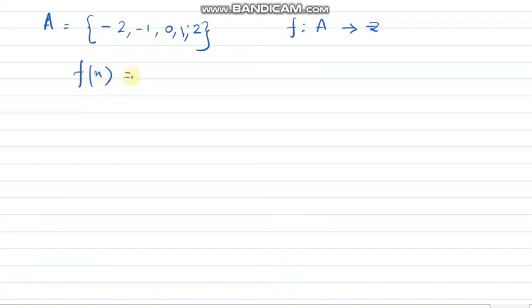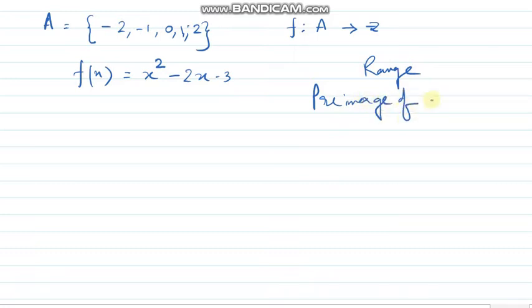Hello. In this video we are going to learn how to find the image and pre-image of a function. Suppose we take the set A as -2, -1, 0, 1, 2 and the function is f from A to Z, where Z stands for integers. The rule is given: f(x) = x² - 2x - 3. We need to find the range and the pre-image of 6, -3 and -5.